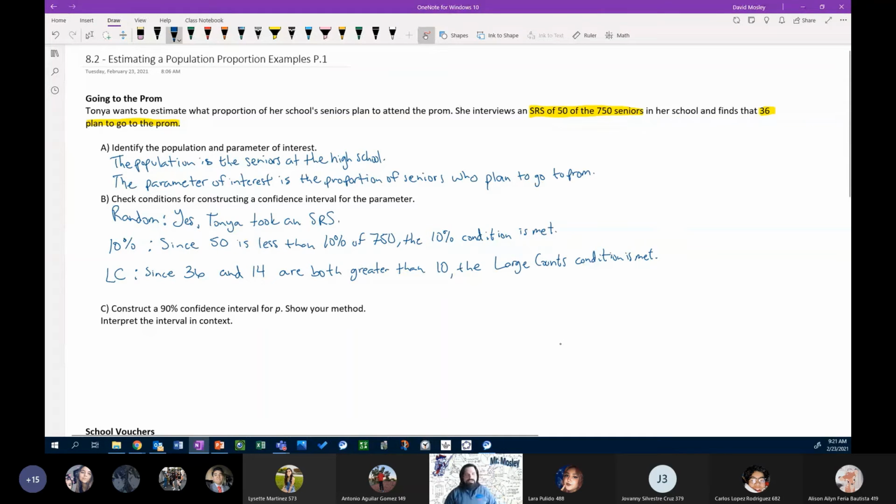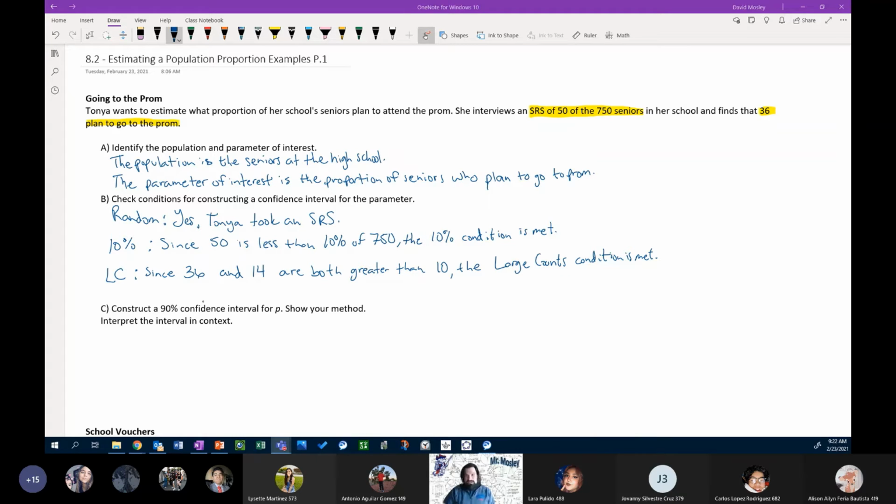Can anyone tell me where the numbers 36 and 14 came from and why I used them? The 36 came from the people who are going to prom and 14 who are not out of the 50? Correct. And thank you. Was it Giovanni? Thank you, Giovanni. So yeah, exactly. 36 people plan to go from our sample and 14 said they were not going to go from our sample of 50. The large counts condition says the number of successes and the number of failures both need to be greater than or equal to 10. That condition has been met, so we're good.